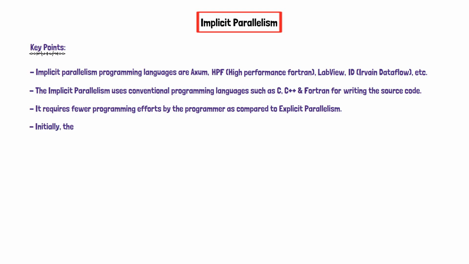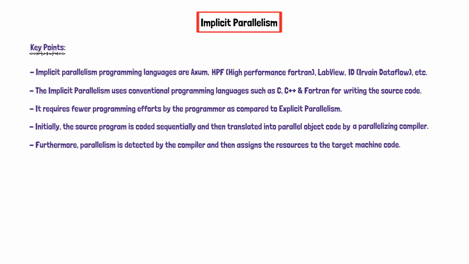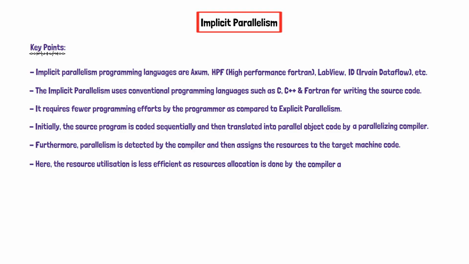Initially, the source program is coded sequentially and then translated into parallel object code by a parallelizing compiler. Furthermore, parallelism is detected by the compiler, which then assigns the resources to the target machine code. In implicit parallelism, the resource utilization is less efficient as resource allocation is done by the compiler according to its needs.